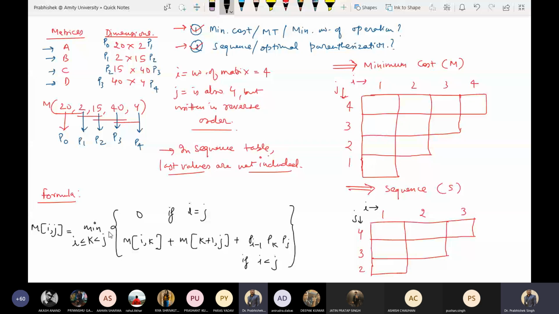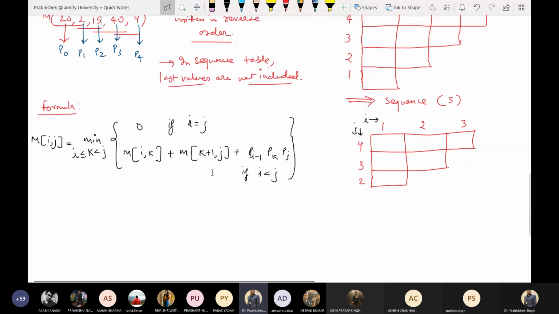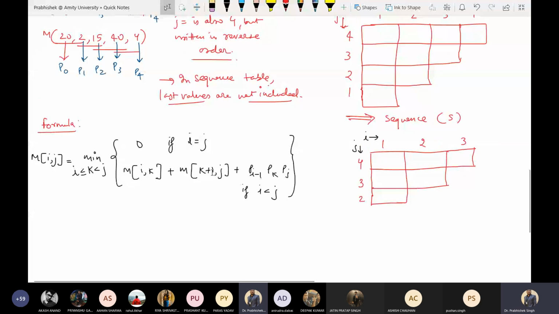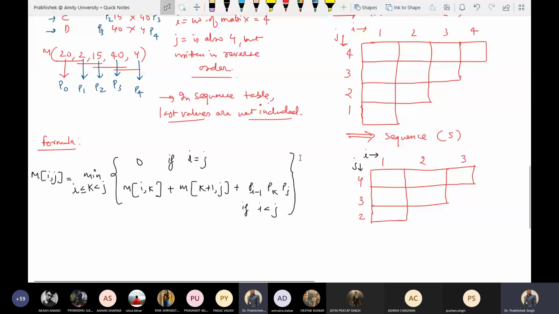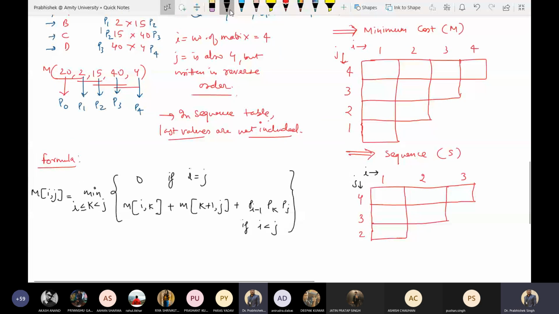Now I will begin with the question, but the question remains the same. I have still not told you why the last values are not included in the sequence table. So let me explain that part also. There are two tables here. Just a minute, let me open this. Okay, yes, fine. This is M, this is M.